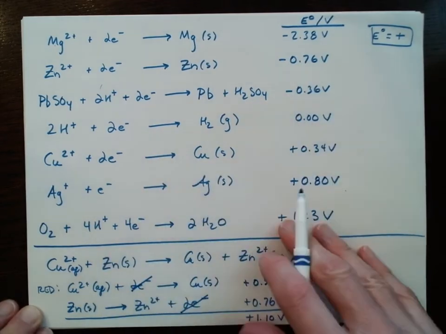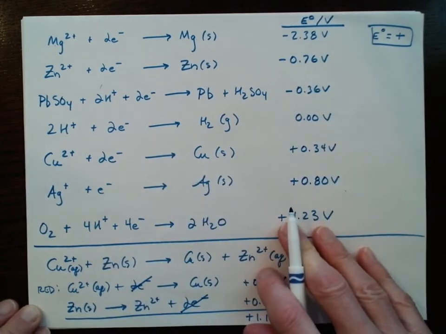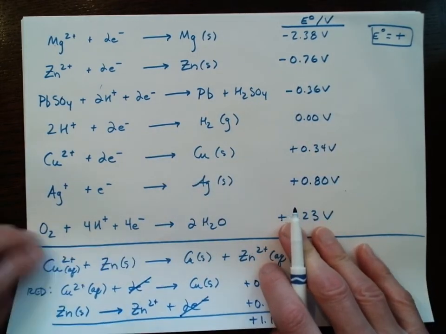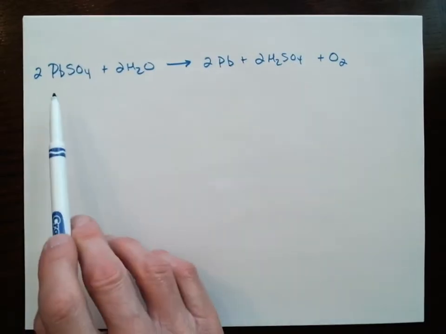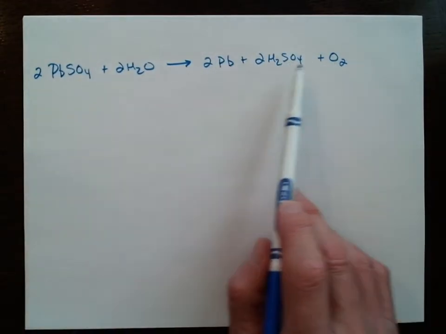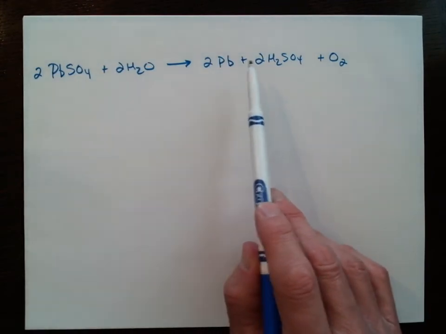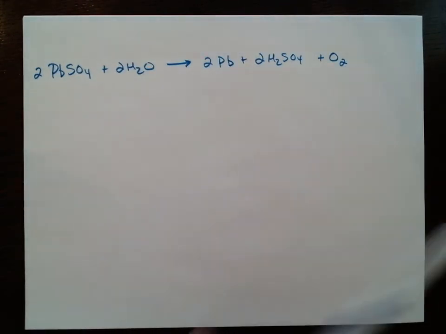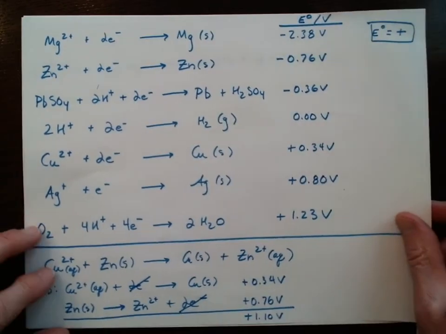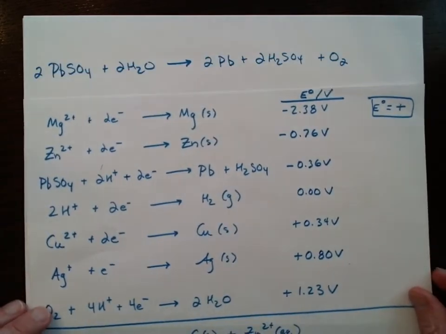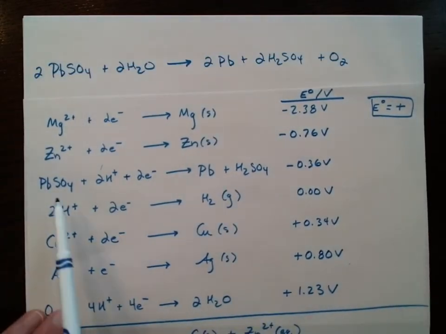And you should be able to do this for any particular reaction. Let's just try another one here. Let's try this process for a slightly more difficult reaction, this one here: 2 lead sulfate plus water going to solid lead, sulfuric acid, and oxygen. So I'm going to look at my table here. Well, let me slide this down so we can see the overall reaction.